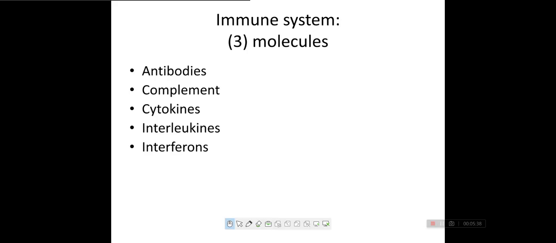Now third is molecules. And what do molecules contain? Antibody, complement system, cytokines, interleukin and interferon. Remember this, these all are molecules: antibody, complement system, cytokines, interleukin and interferon.